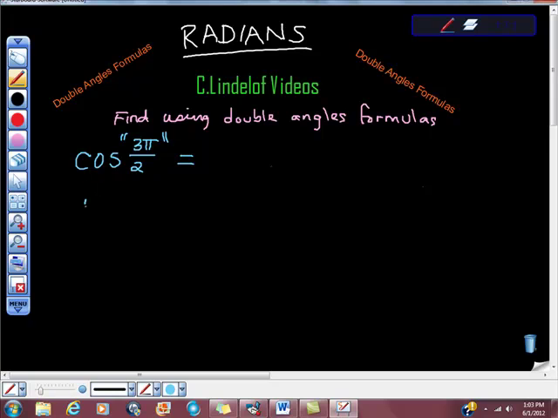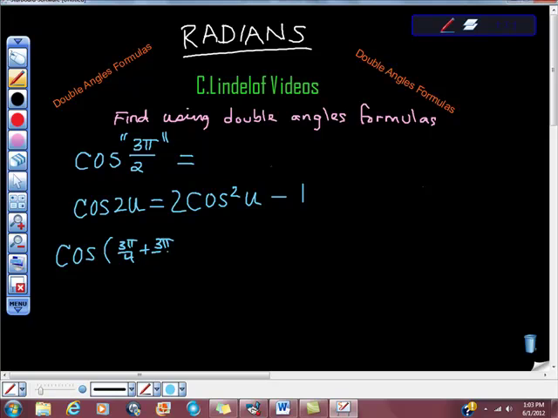My next idea is this: I realize that cosine of 2u is equivalent to 2 cosine squared u minus 1. So this is the formula that I'm going to use, and now I'm just going to fill in the blanks. Look at this for a second. Cosine of 3 pi fourths plus 3 pi fourths is equal to 2 cosine squared of 3 pi fourths minus 1.